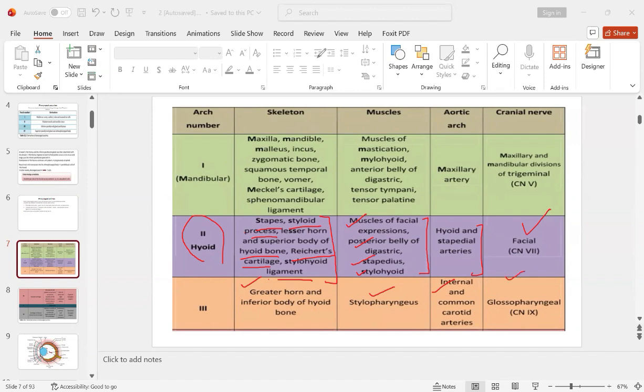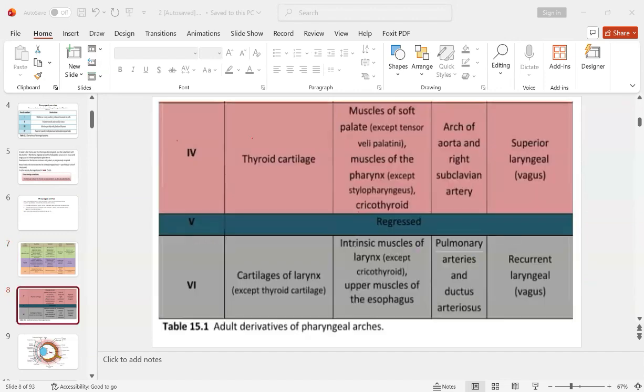So let's now move to the fourth arch and its derivatives. The arch 4 skeletal derivatives include the thyroid cartilage. The muscular derivatives of the arch 4 include number 1, the muscles of soft palate except the tensor veli palatini, number 2, the muscles of pharynx except the stylopharyngeus, and number 3, the cricothyroid muscle. So these are the muscular derivatives of the pharyngeal arch 4. The aortic arch derivatives of the pharyngeal arch 4 include the arch of aorta and the right subclavian artery.